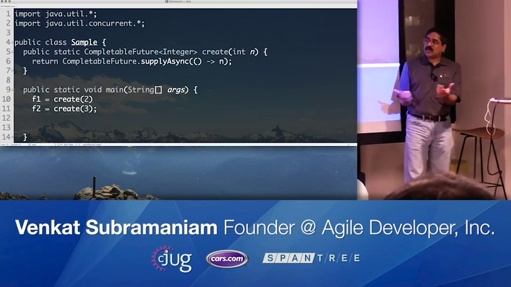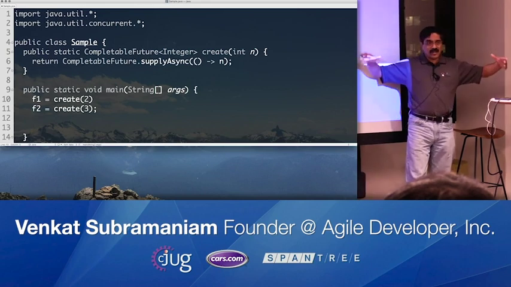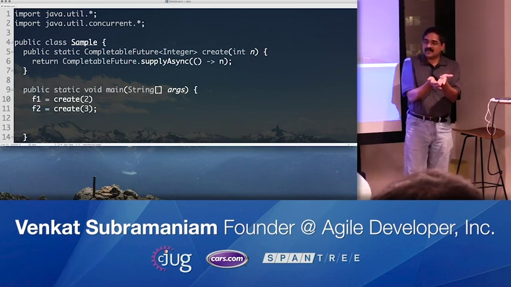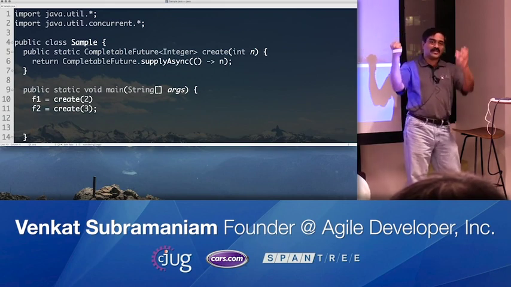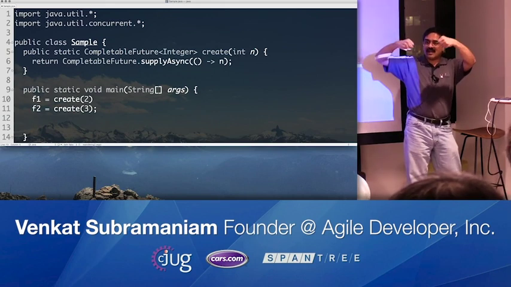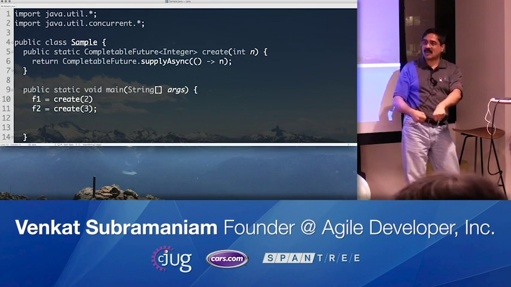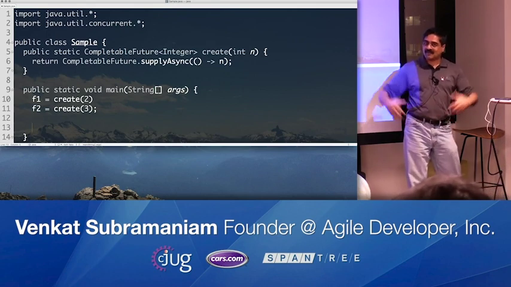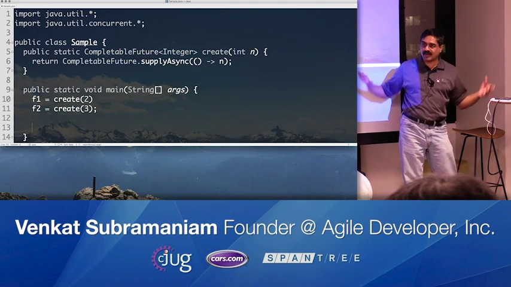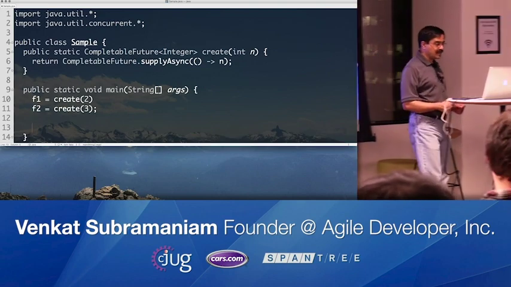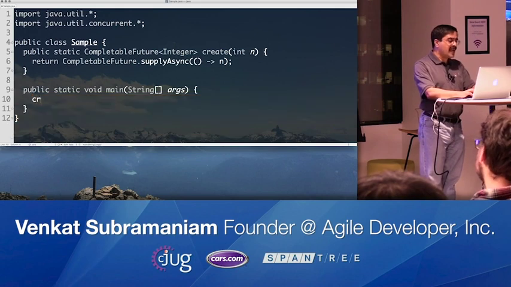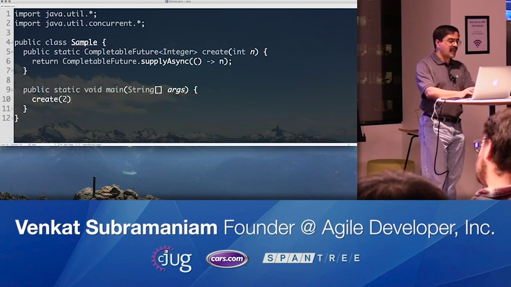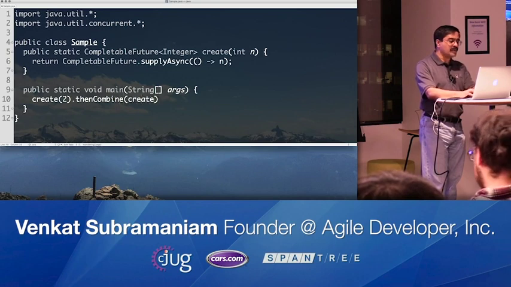But when the two responses come together, I want to do one operation on the two values together. Maybe you will give me their current balance and their history, and I will take those two values and work with them. Combine doesn't mean adding them. It could be processing something based on two values that come asynchronously. So how do I work with it? What I'm going to do is call create, and then say dot thenCombine, and I'm going to call create with the 3.